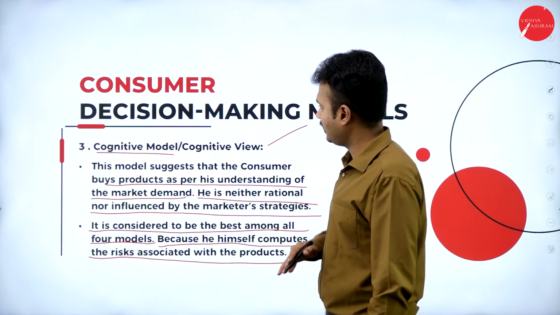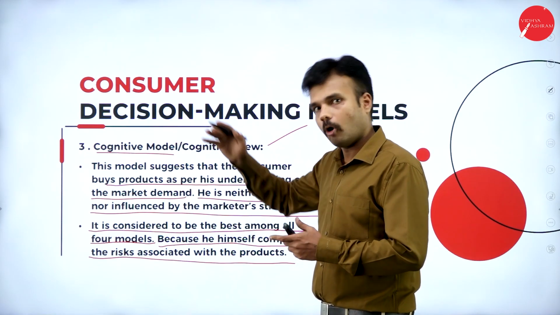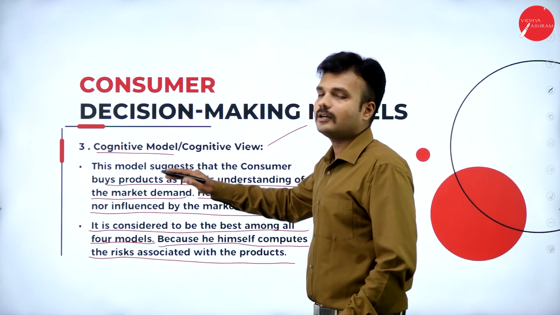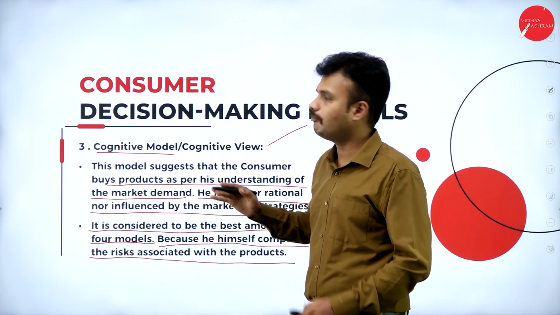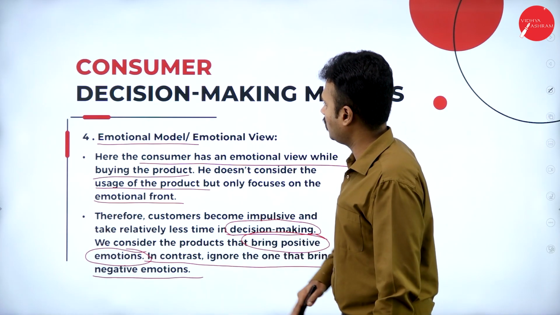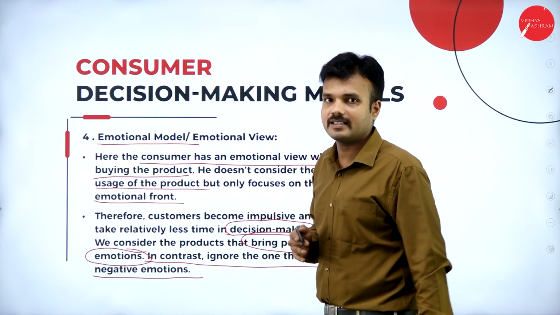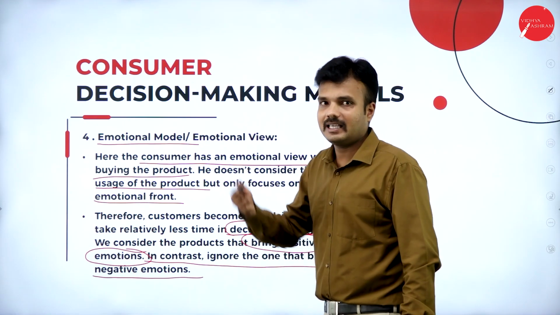The third model is a very familiar model, and it is completely different from the other models. According to this model, the customer makes the purchase decision based on the market demand available in the market. And again, the fourth model, the emotional model. Based on his positive emotions, the customer makes a purchase decision. These are the very important models that you can keep in your mind.